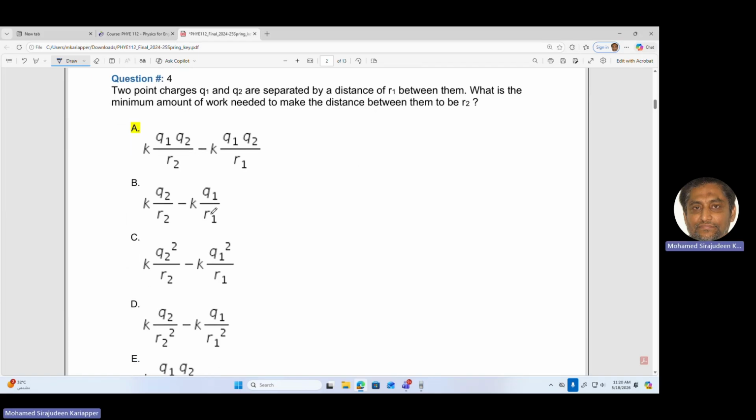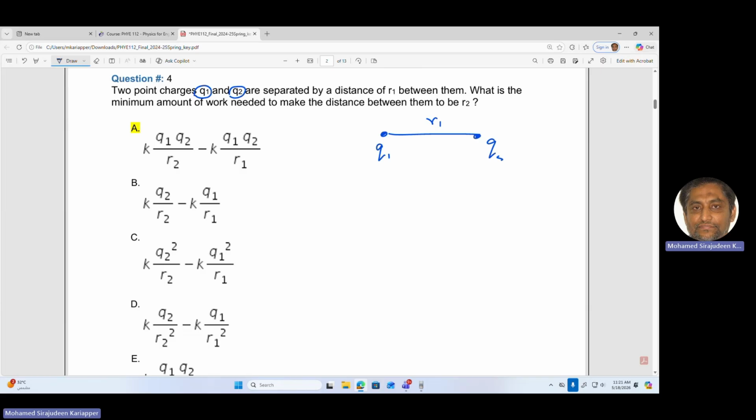Right. There are no numbers in this question. You have to get the expression. What is the question now? Two point charges Q1 and Q2. So let me draw them. There's a charge Q1 and a charge Q2, and the distance between them is R1.